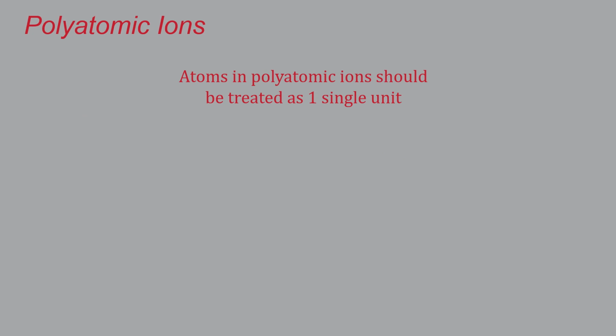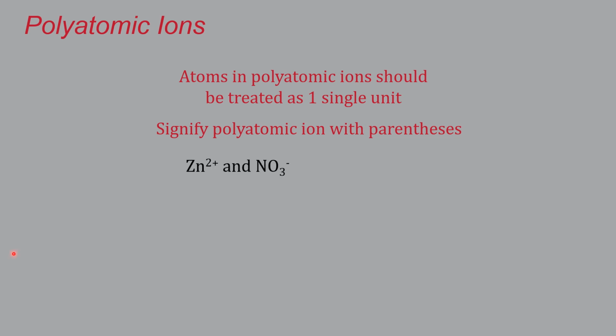All right, so again, remember, the atoms in the polyatomic ion should be treated as one single unit. And we show that by grouping them together with parentheses. So for example, the combination of the zinc ion, which is reliably +2, and the nitrate ion, which is -1. So they're going to react in a ratio that is 1 zinc to 2 nitrates.